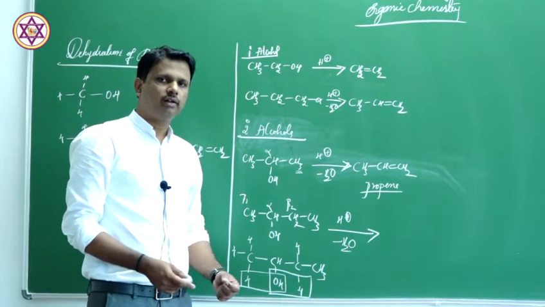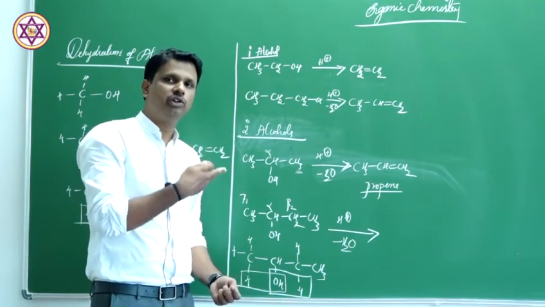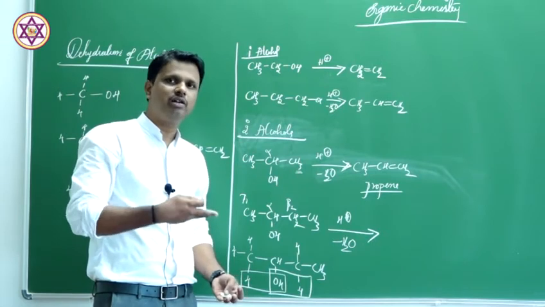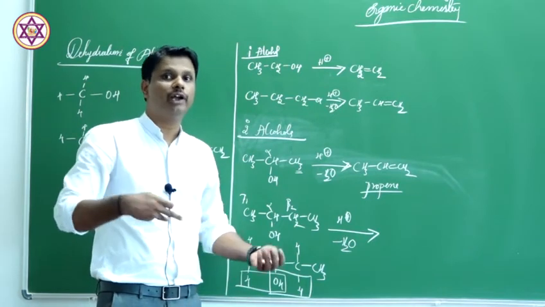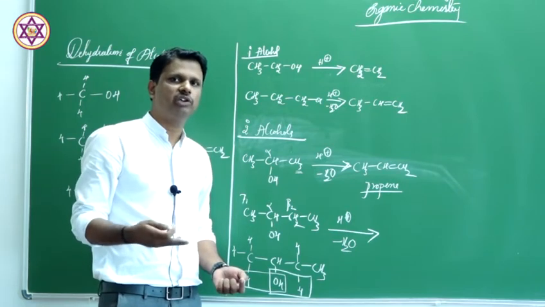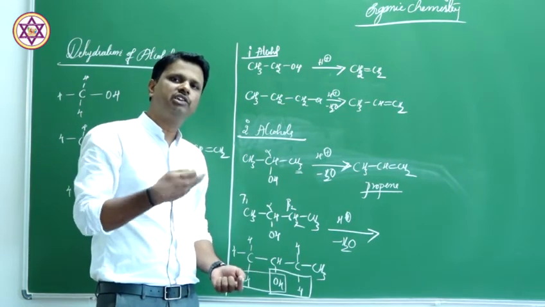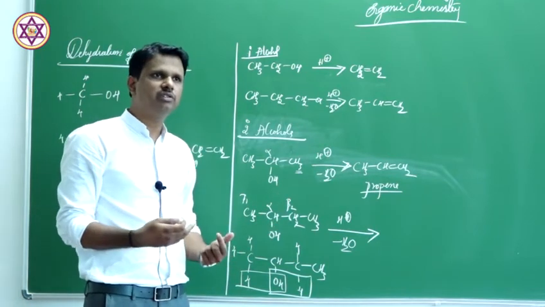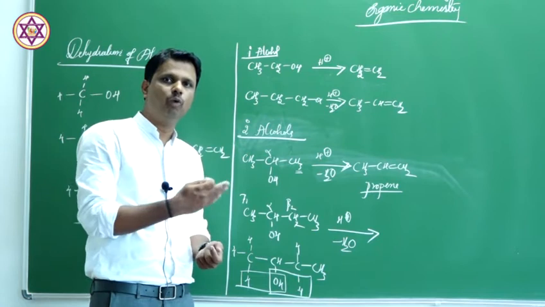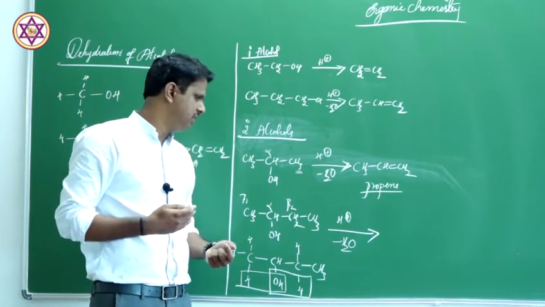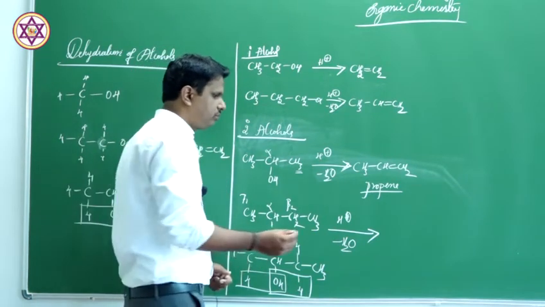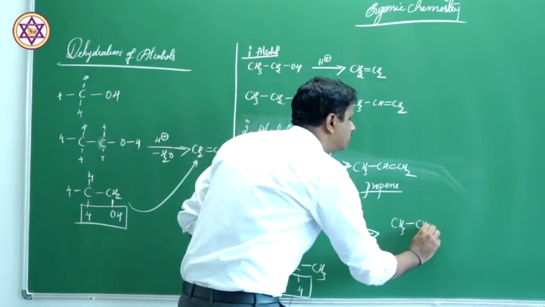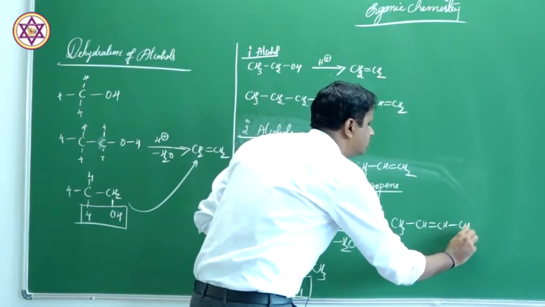But we already know, in doing the study of dehydrohalogenation, that if any compound has to undergo dehydration having more than 1 beta hydrogen atom, then the elimination takes place according to Saytzeff rule. Saytzeff rule says that elimination takes place in such a way that the more substituted alkene will predominate. In this case, 2 products will be formed, CH3, CH double bond CH, CH3.